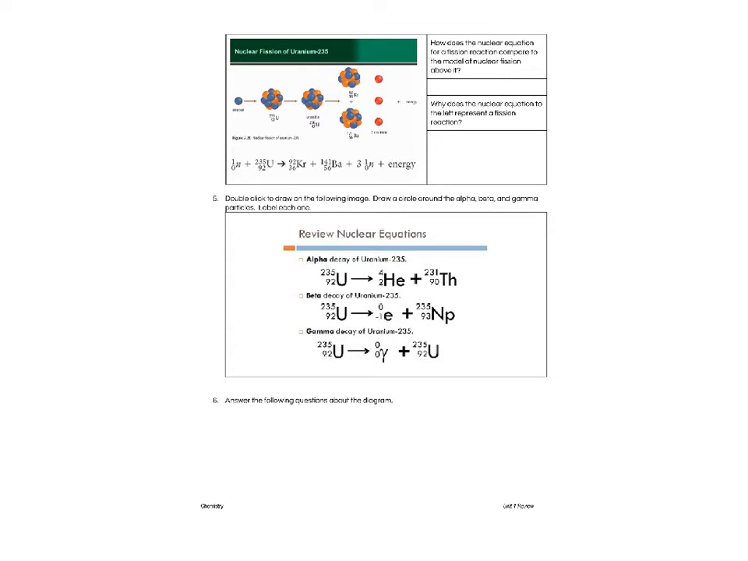And finally, we have gamma radiation, where there's no change in the mass number or the atomic number, and so that's just where energy is given off. And usually, gamma radiation is paired up with some other form of radioactive decay.